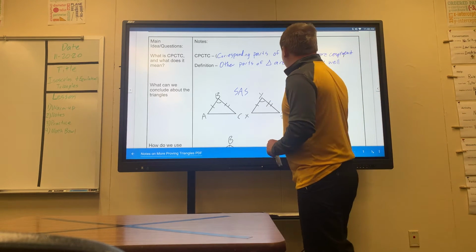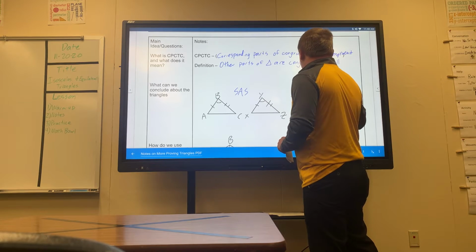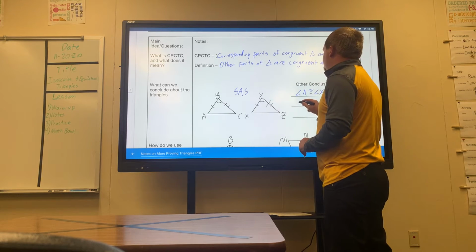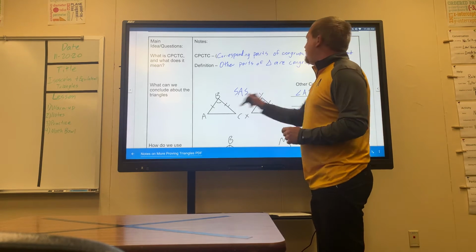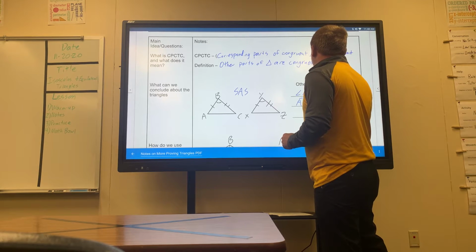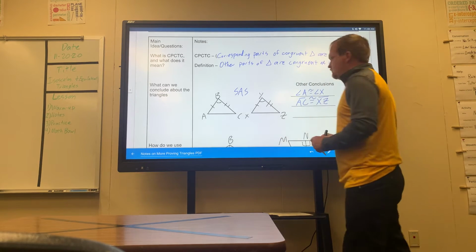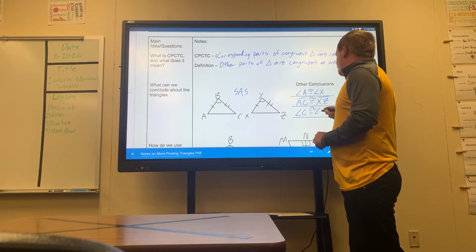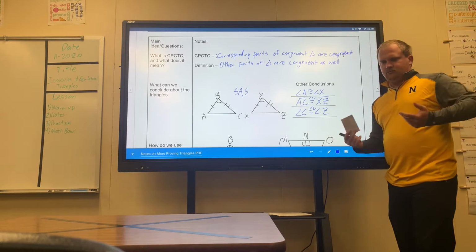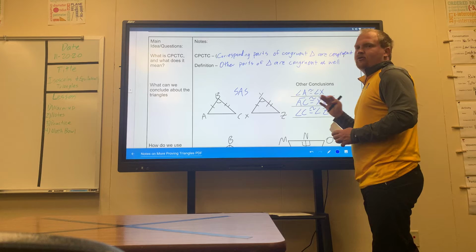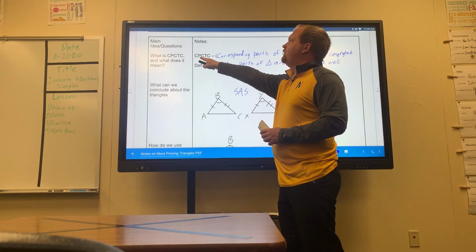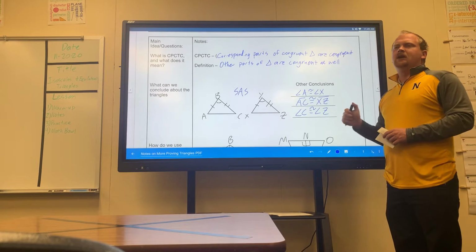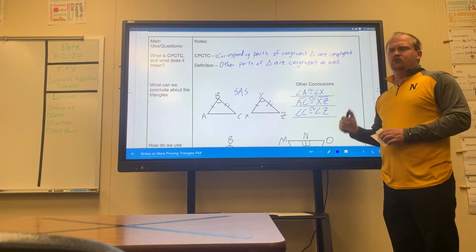we can say that angle A is congruent to angle X. Just like how side AC is congruent to XZ. And then we can also say that angle C is congruent to angle Z. But again, all this works only because of CPCTC. That's what actually helps us out. That's what helps us be able to prove that those parts are congruent to each other.